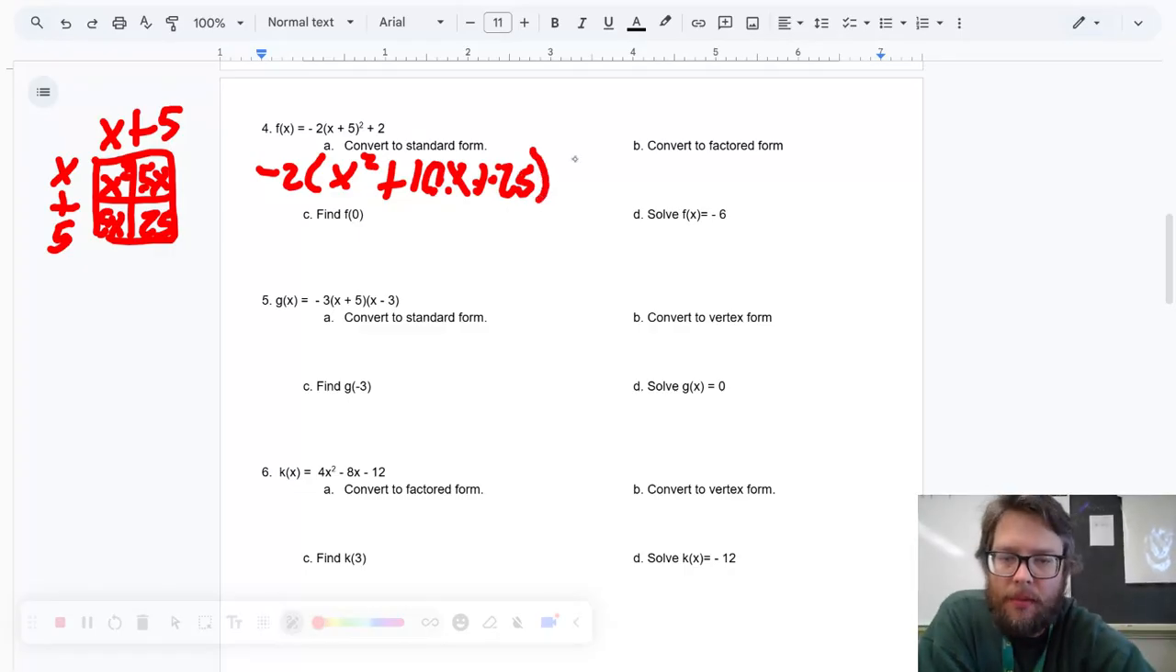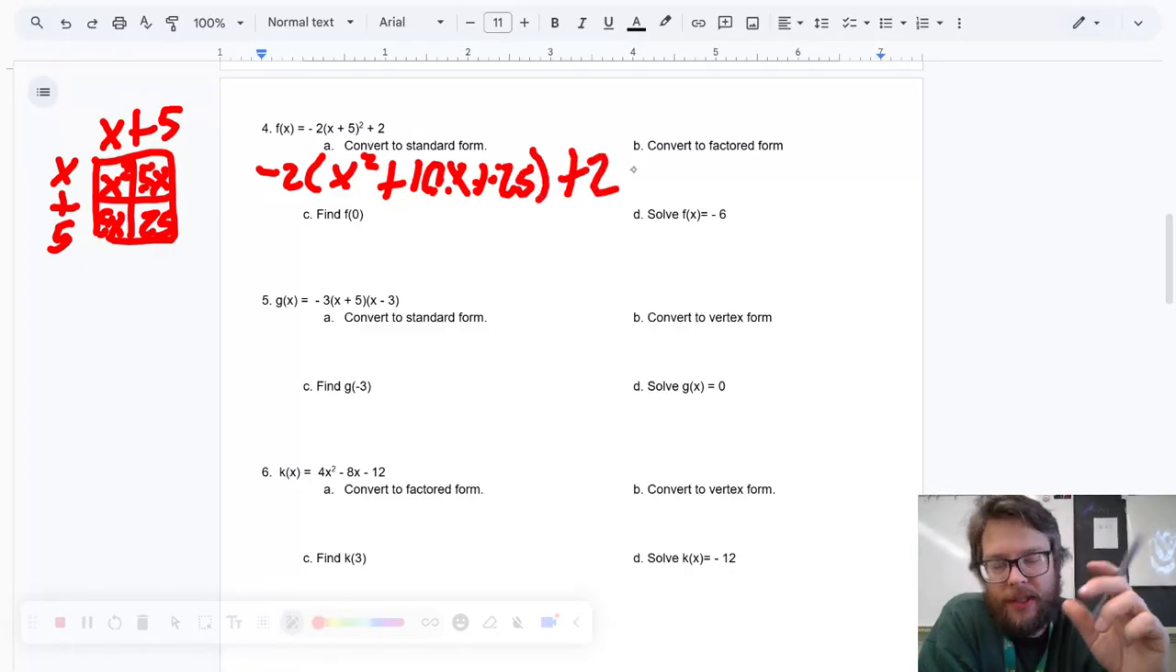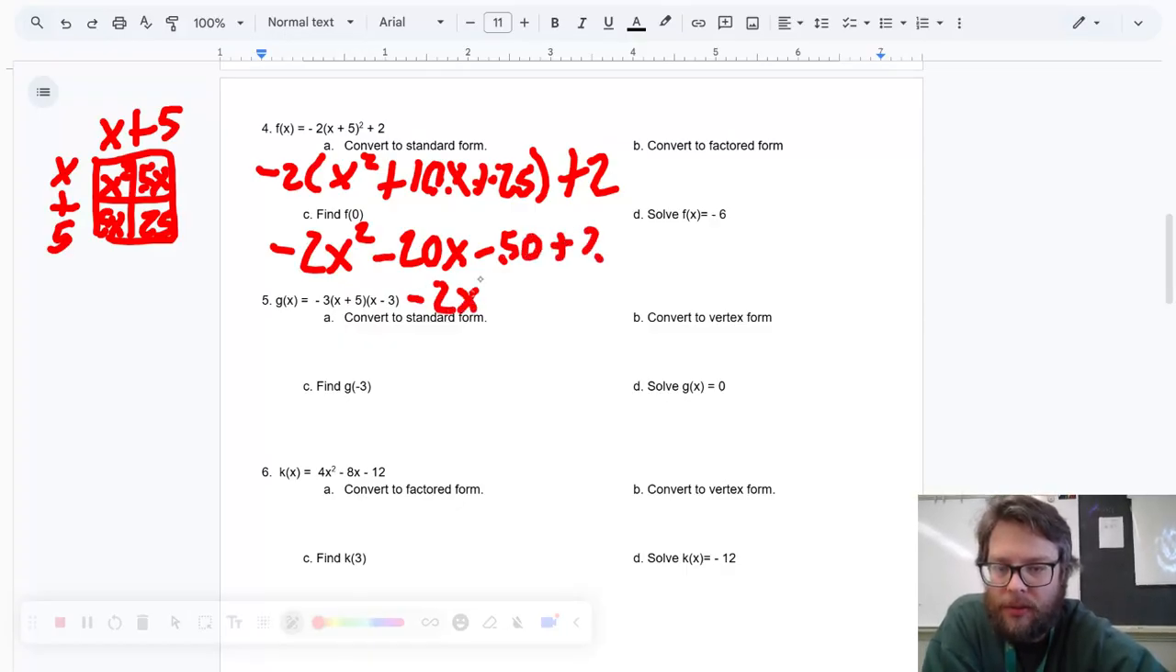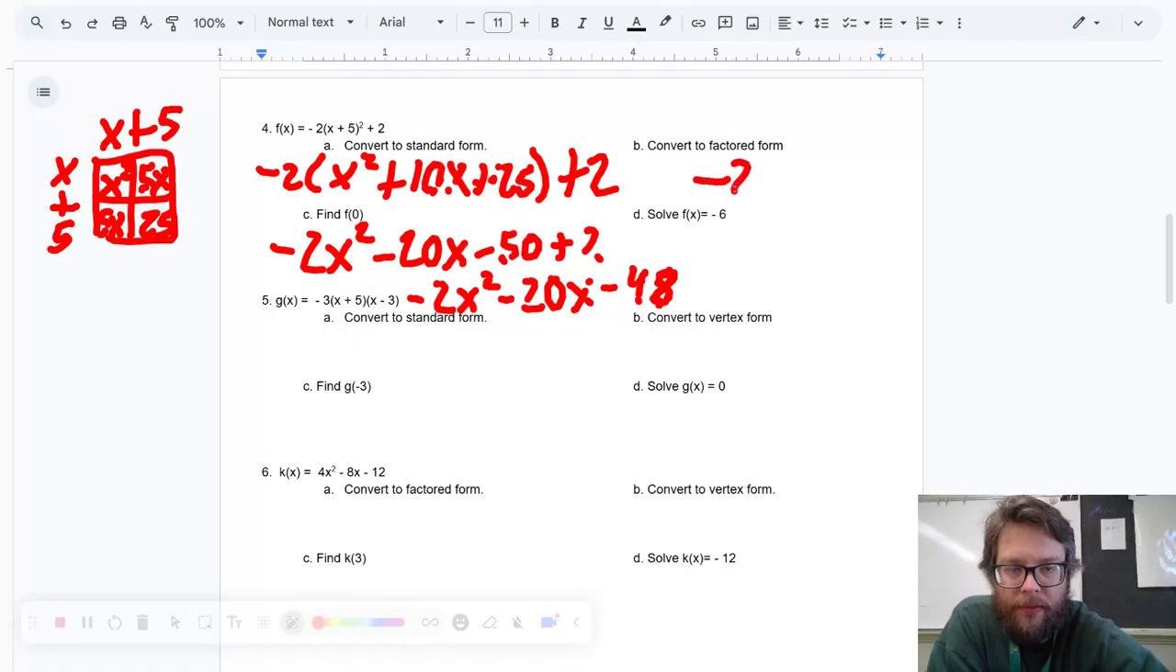Okay, and then remember that the box only takes care of the x plus 5 squared. I still need to bring the negative 2 into it and the plus 2 at the end. So I end up with negative 2x squared minus 20x minus 48.